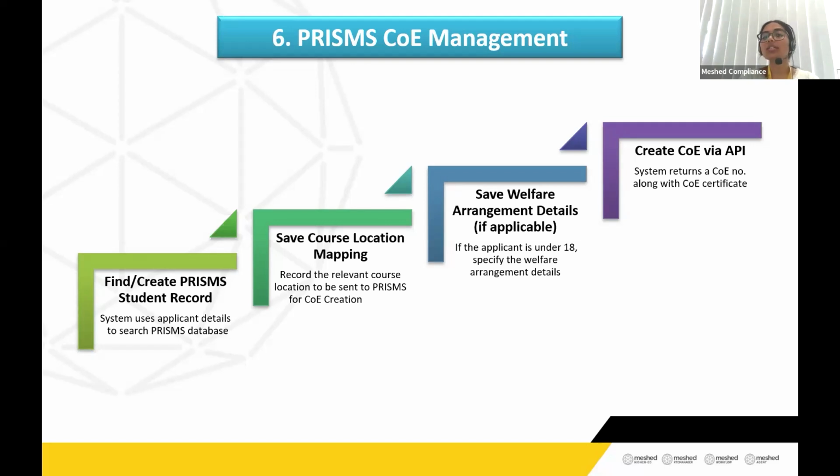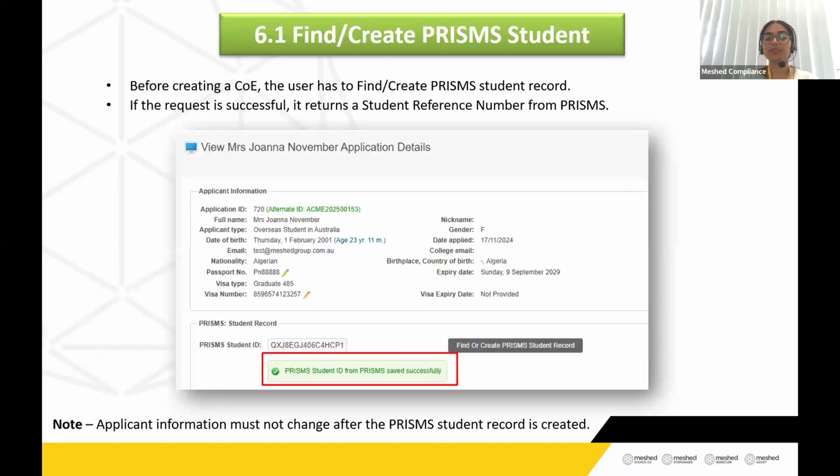And finally, once all this is cleared, you can go ahead and create a COE. Once successful, the system returns a COE number, and it also gives you an option to download the COE certificate, which can be saved in the system directly. So let's look at the very first step, which is finding or creating the PRISMS student record.